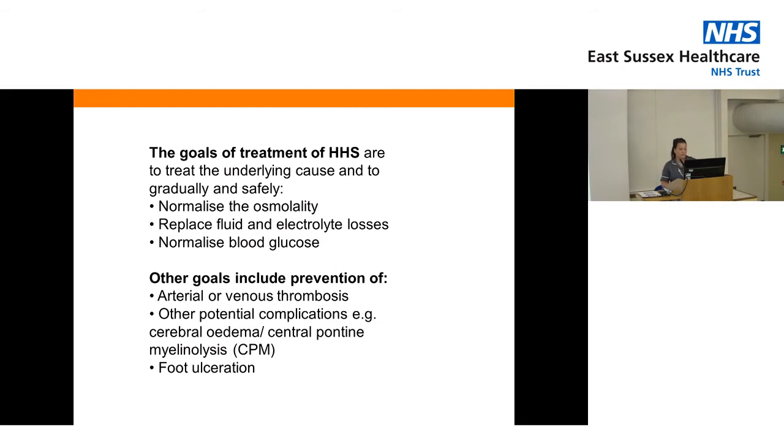So our goals of treatment of HHS are to treat the underlying cause and then to gradually and safely normalise the osmolality. So we want to replace the fluid and electrolyte losses and normalise their blood glucose. Vigorous initial fluid replacement will result in the decline of the plasma glucose, and patients with HHS may have up to 9 litres of water deficit. So the rate of rehydration will be determined by assessing the combination of initial severity and any pre-existing comorbidities.